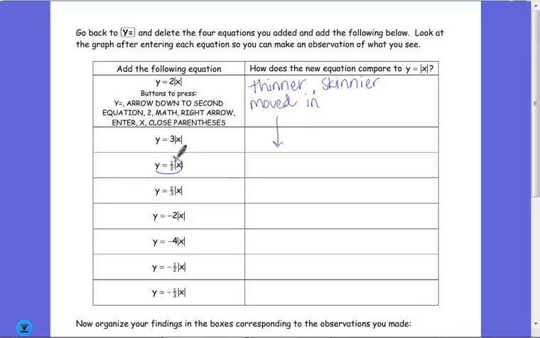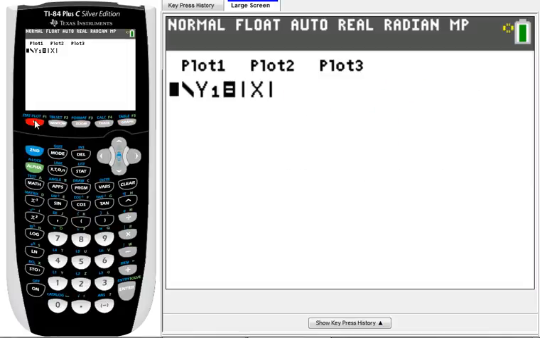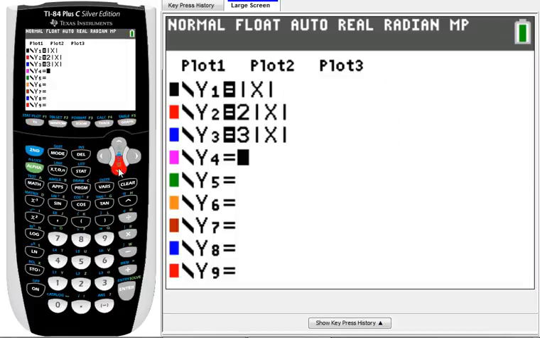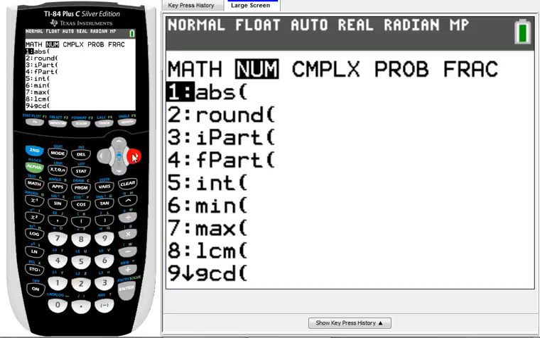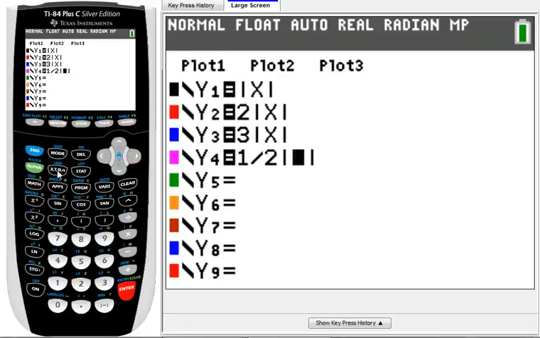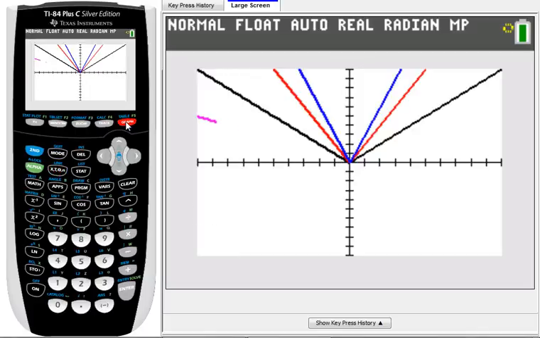This next one has 1/2 in front of the absolute value. So we're going to come over here, y equals, go down to my fourth equation. You do not need to use a decimal, just do 1 divided by 2. Then math, absolute, enter, here's my x. Well, look at that pink one compared to the black one, even compared to the red or the blue ones. That pink one's definitely different looking. I have another one I want to put in, then we'll talk.